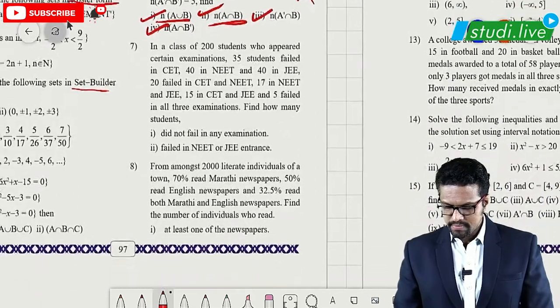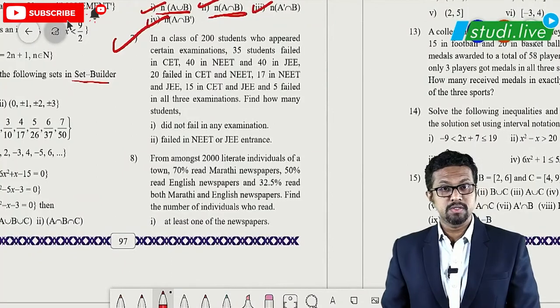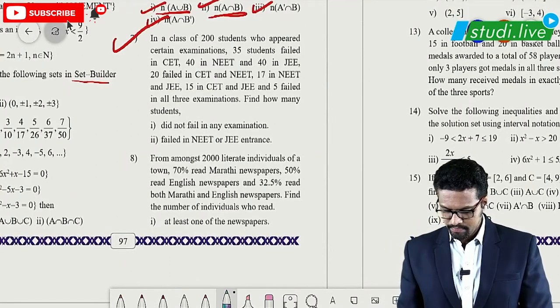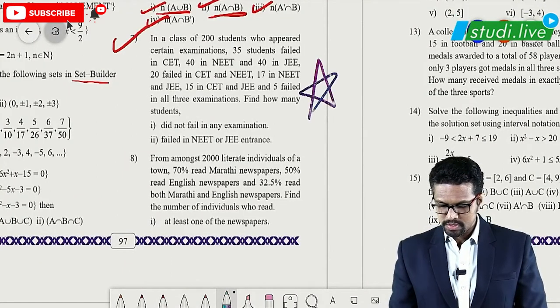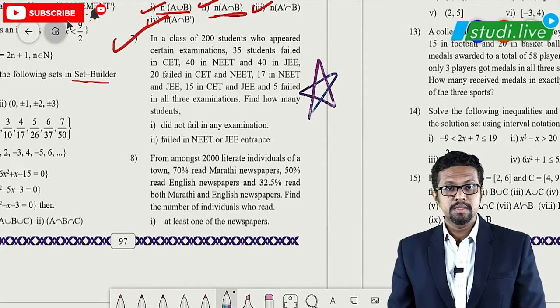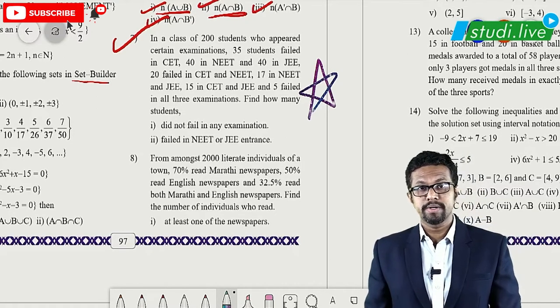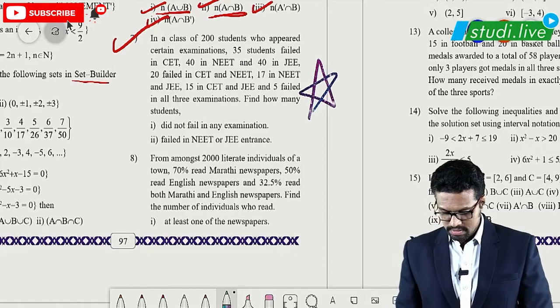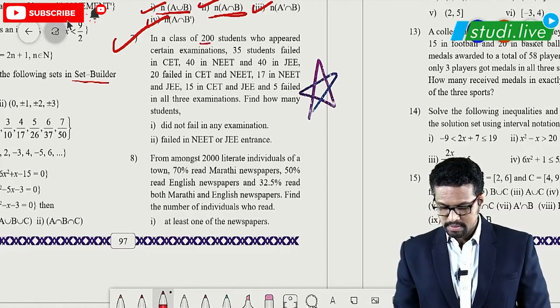The next question that we have over here is this one. This is also a very, very important question, so see to it that you practice this question also. In this you can see, in a class of 200 students, that information obviously represents the universal set for us.